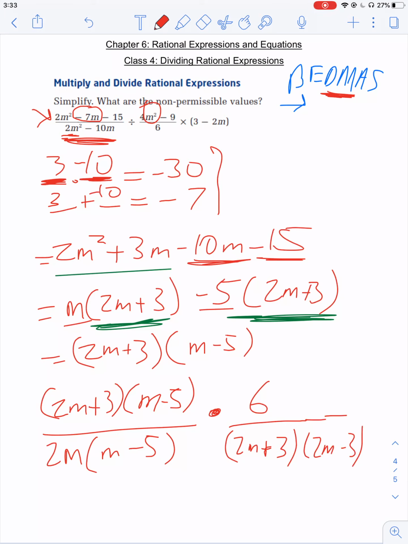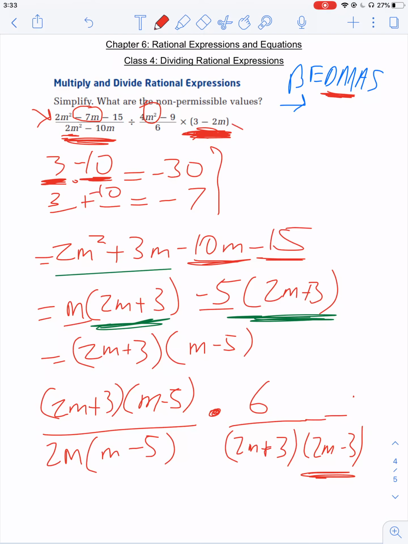Okay, so you have to multiply this by... I'm just going to point out something. See, this 2m minus 3 looks very similar to, sorry, 3 minus 2m looks very similar to 2m minus 3. But it's not the same, right? They look very similar, but they're not the same.